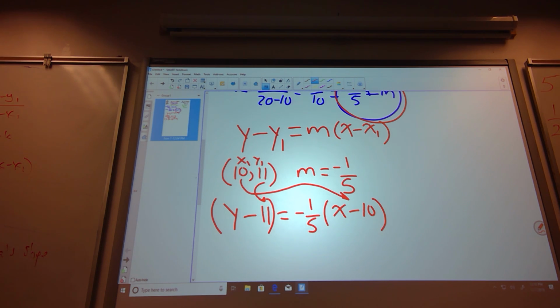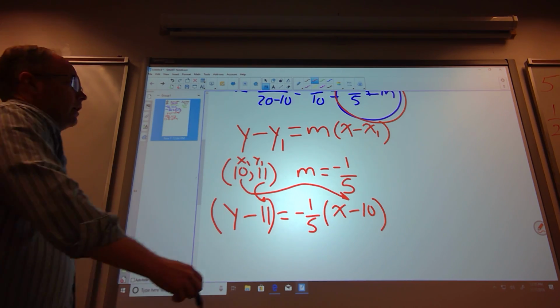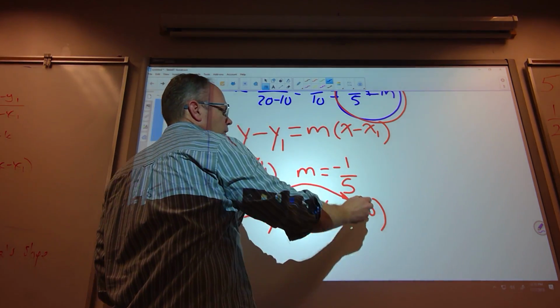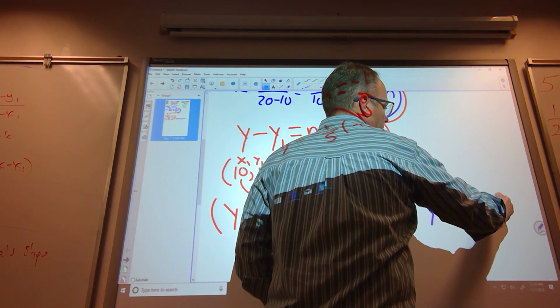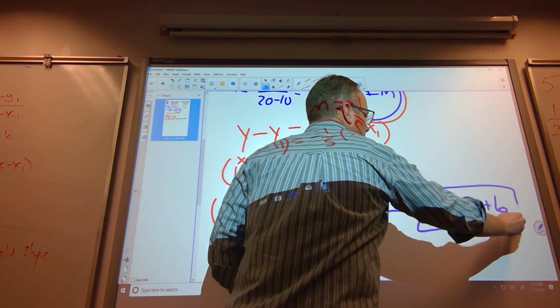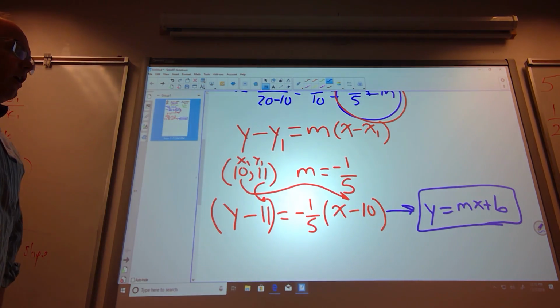All right. It says, what is the y-intercept and what does it represent in this problem? I don't know what the y-intercept is right now, do I? So in order to get the y-intercept, I need to make this look like y equals mx plus b, meaning I want to get rid of the parentheses, and I want to get y all by itself. Agree?